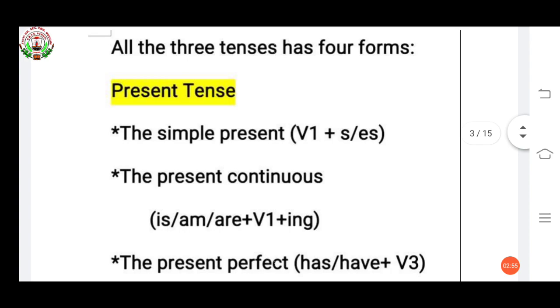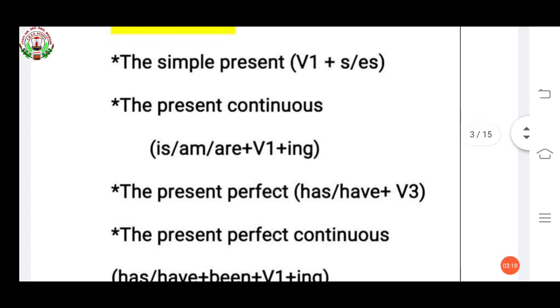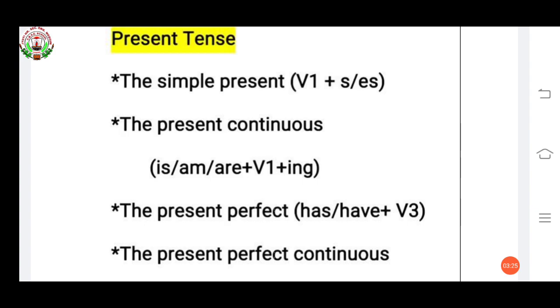Now see, all the three tenses. Present tense, past tense and future tense have 4 forms. Like present tense: the simple present tense, the present continuous tense, the present perfect tense, the present perfect continuous tense. Here you can see the rules also, and you must note down these rules in your note copy. Okay, and you have to learn these rules.